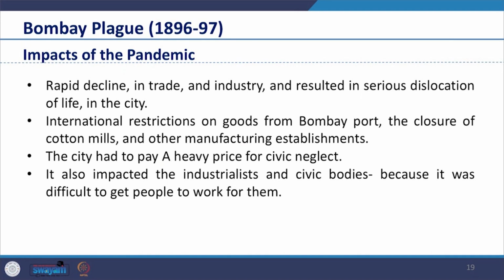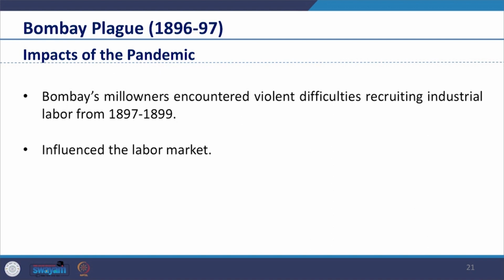There was a rapid decline in trade and industry, resulting in serious dislocation of life in the city because there were international restrictions on goods from Bombay port, and closure of cotton mills and other manufacturing establishments. The city had to pay a heavy price for civic neglect. So, we see how it impacted the economy and harshly damaged the quality of life for the people. It also impacted the industrialists and civic bodies because it was difficult to get people to work for them. Bombay's mill owners encountered serious difficulties recruiting industrial laborers from 1897 to 1899, as many workers had fled the city. So, we see it also influenced the labor market.